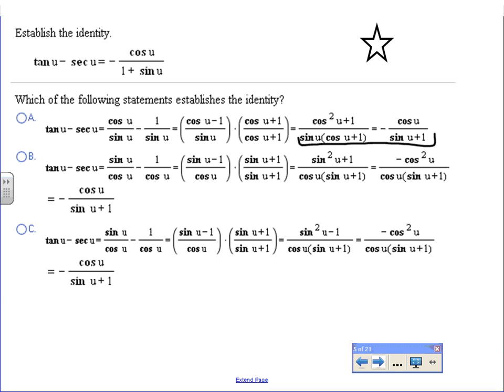Now this person got really creative with this. It's kind of hard to tell what they tried to do, but it seems like they tried to maybe do some canceling out there a little bit. And so they're going from cosine squared u plus 1 over sine u times cosine u plus 1 over sine u plus 1.